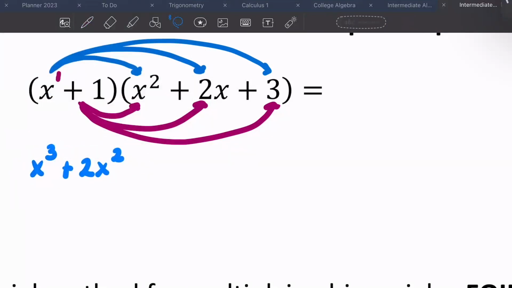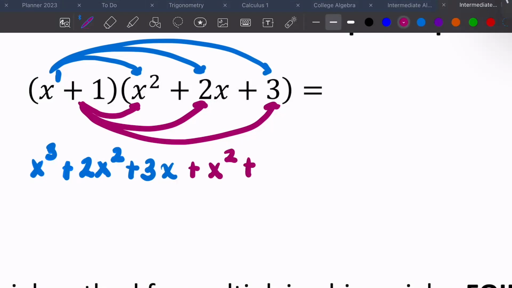There we go. Switch. There we go. Okay. So x cubed plus 2x squared plus 3x, right? It's a different shade of blue. It's going to bother me. There we go. Okay. That's the first distribution. Now we're going to go back through and do the other one. So plus x squared plus 2x plus 3, because we were just distributing 1, so nothing changed, right?